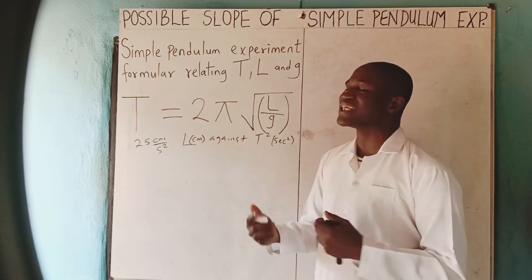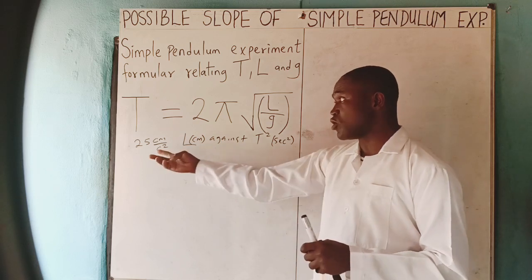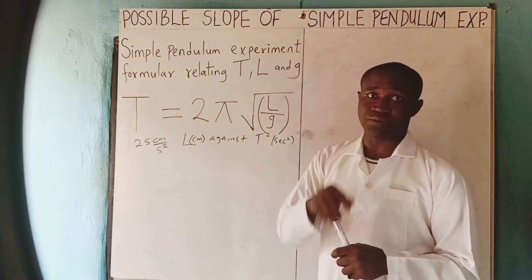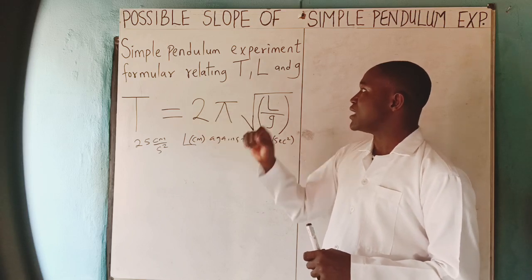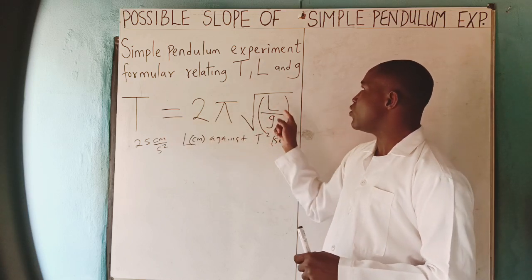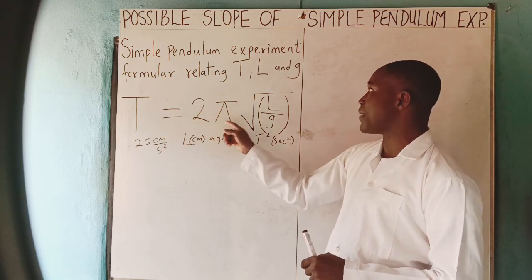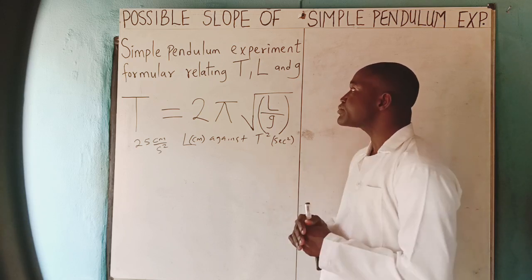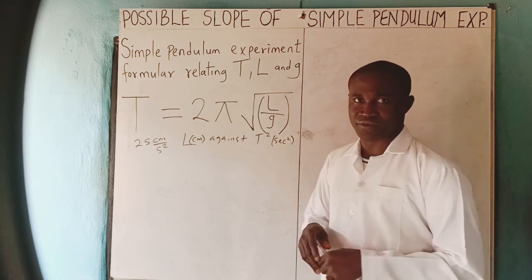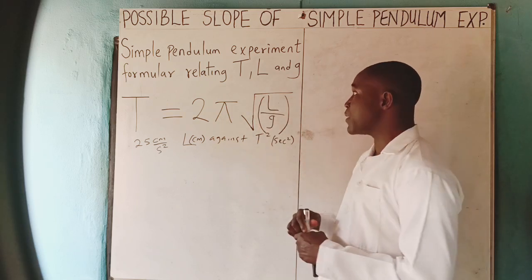We want to now see how you can know if you are correct from the slope you got. And from there, we know if I'm correct in that experiment. Okay? And so, look at the formula relating T, L, and G in simple pendulum. That is T equals 2 pi root L over G. Understood?